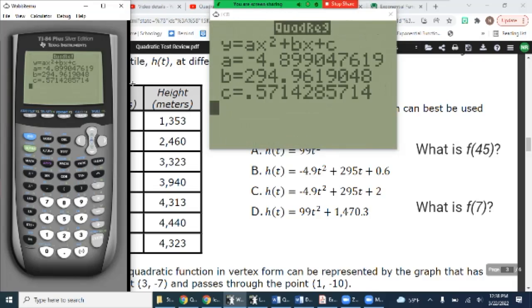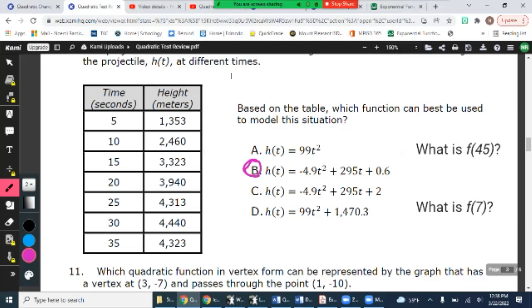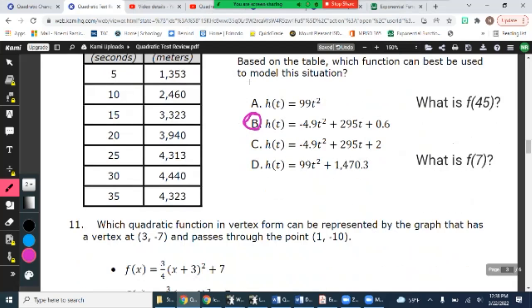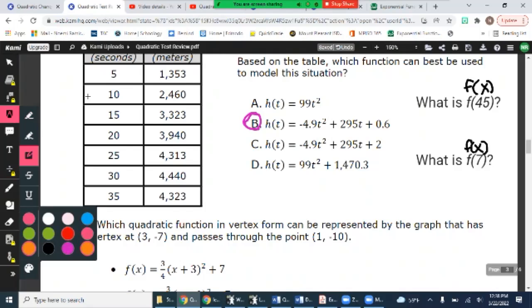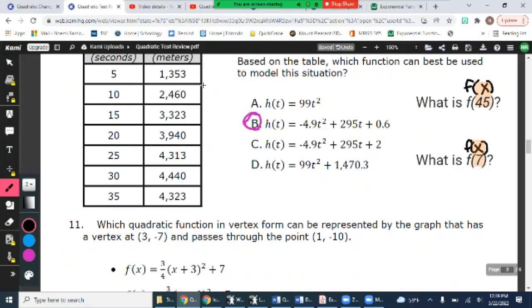Now, the second part that I want you to write: what is f of 45? What is f of 7? Anytime you see f of anything, it resembles what? F of x. This is something that we had actually seen in the very first 6 weeks. I'm going back over it just because technically we should know how to do this. We learned how to do this again yesterday in a different form, but it's also going to be on the test as well.